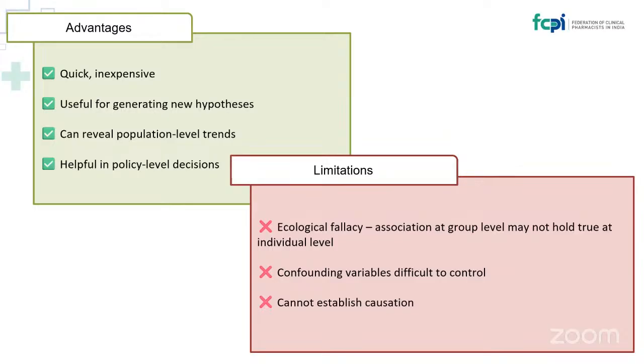And the confounding variables, the contributing variables which will hamper the results of our study, are difficult to control in this kind of study, because the sample size is large. So confounding variables will definitely interfere in our results. We cannot establish causation, the relationship of cause and effect, in this kind of study.